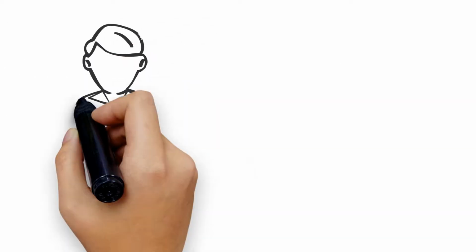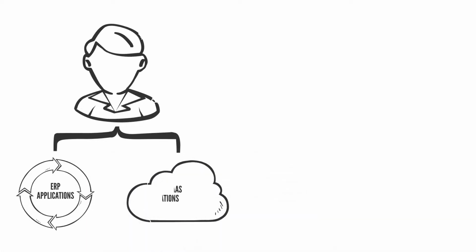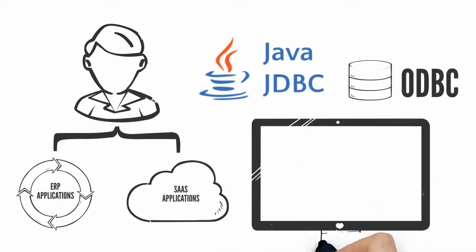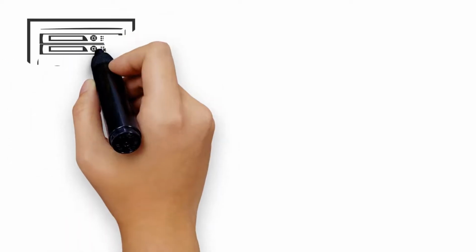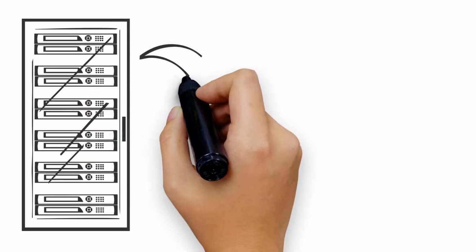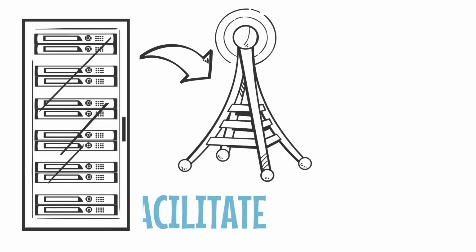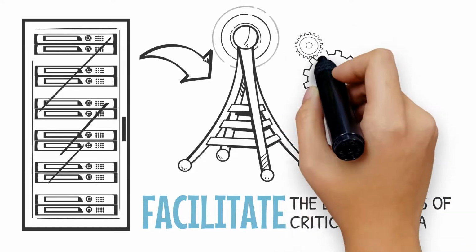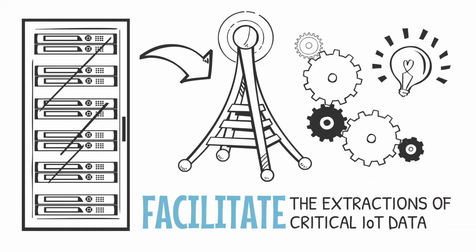This makes it easy for developers to interact with ERP applications and native SaaS applications through protocols such as JDBC and ODBC, or to make calls to Windows apps using .NET APIs. You can readily connect back-end ERP systems to front-end mobile workforce applications, for example, and facilitate the extraction of critical IoT data to further automate processes or provide decision support for field personnel.